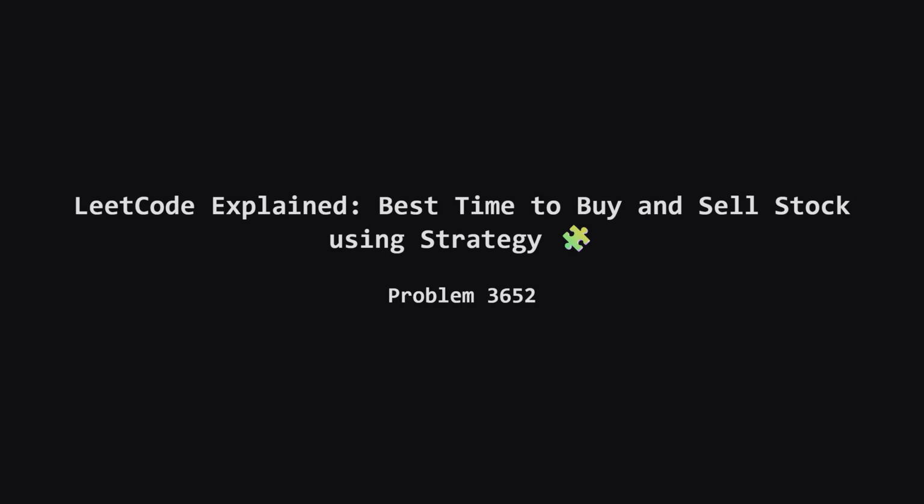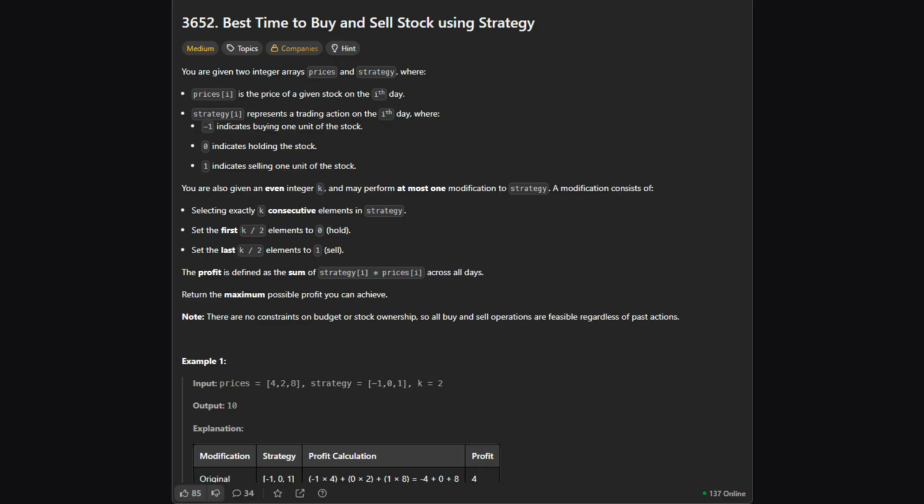Hello everyone, welcome back. Today we're tackling a really interesting problem called best time to buy and sell stock using strategy. It's a bit of a twist on the classic stock trading problems we usually see. This one involves modifying a strategy array to squeeze out the maximum profit. It sounds complex, but we'll break it down step by step and see how a simple prefix sum approach makes it super manageable.